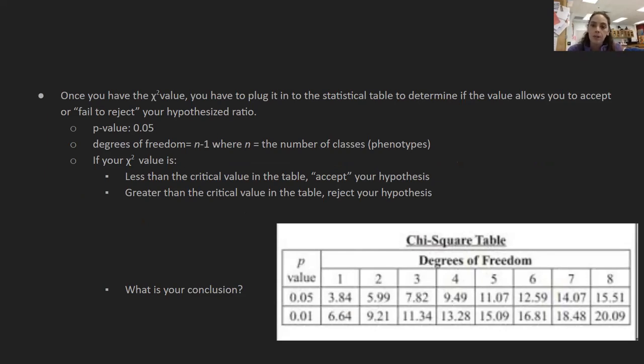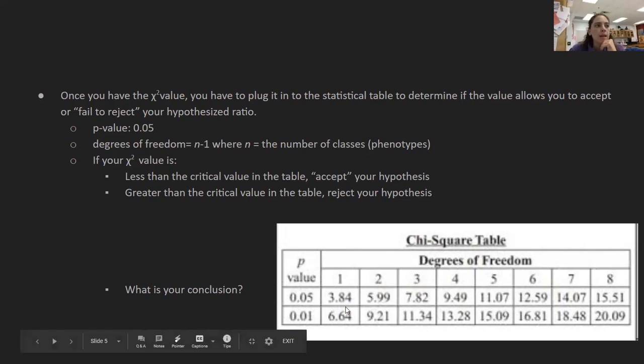Things to remember, we're always going to use our p-value of 0.05. Degrees of freedom is going to be n minus 1, where n is the number of classes or groups. In this case, it's phenotypes. So we had 2 phenotypes. We take away 1. We end up with 1 degree of freedom. So we're going to be over here in this column of our table.